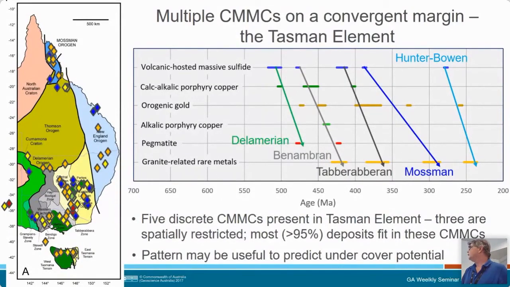The other thing I think is important is that the pattern might be useful to predict undercover potential. So one thing, if you look at the Thompson orogen, it's actually largely covered. But it appears that you have deposits to the south and deposits to the north. And so it suggests to me you can actually use that information to predict what might occur in between in the undercover regions. And this also applies to the northern Lachlan. So there are some ways that we can actually use this information in terms of assessing mineral potential.